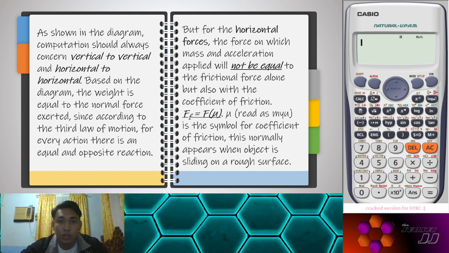We have a formula: frictional force is equivalent to the normal force multiplied by mu, the Greek letter mu. That is also known as our coefficient of friction. The coefficient of friction is a unitless value, and it only ranges from 0 to 1.